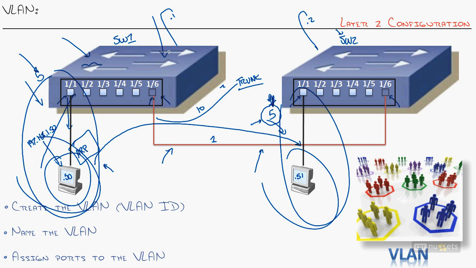So that's what we're going to get into in the upcoming nuggets. We're going to look at setting up a router on a stick as well as doing layer 3 switching.